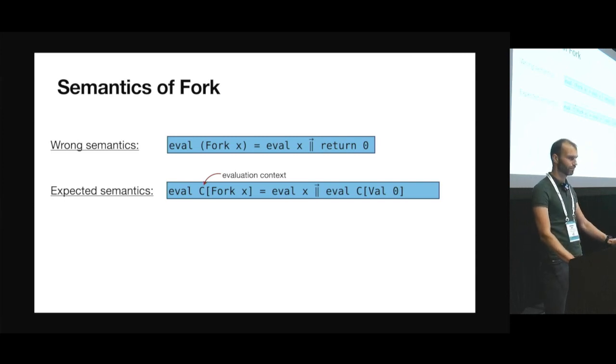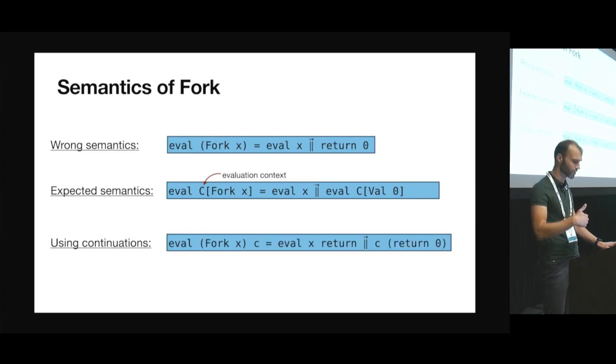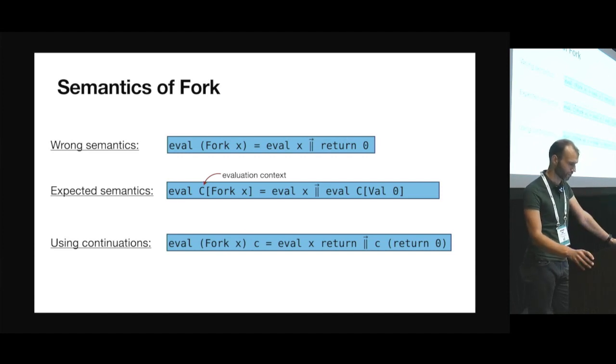But in order to actually use this in our definition, so this is not actually valid Haskell, we can easily transform this into a form that uses continuations, right? So here we extend eval so that it takes an additional argument, the continuation argument, and we simulate this evaluation context style using this continuation instead. So here the continuation is used on the right-hand side of the parallel composition, and on the left-hand side we evaluate x with the identity continuation, if you will. And so this is now the right semantics. When we check it out, we see that that's the one we need for fork.